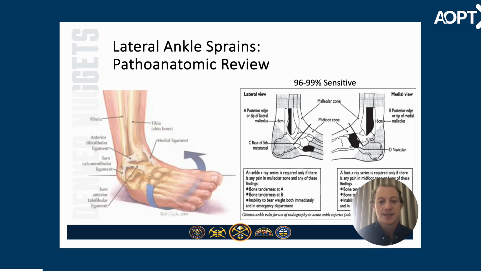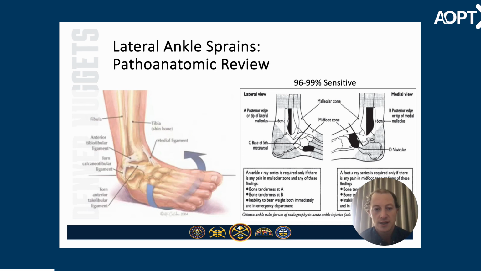And with the great access that we have with direct access, or many of us physical therapists practicing in a training room in a sports setting, we need to be very familiar with the Ottawa ankle rules. Noting that these rules are 96 to 99% sensitive in helping us diagnose whether we need to get an x-ray or not. A few key points within these Ottawa rules and what we're looking for is tenderness, both on the lateral and medial zones, the malleolar zones.